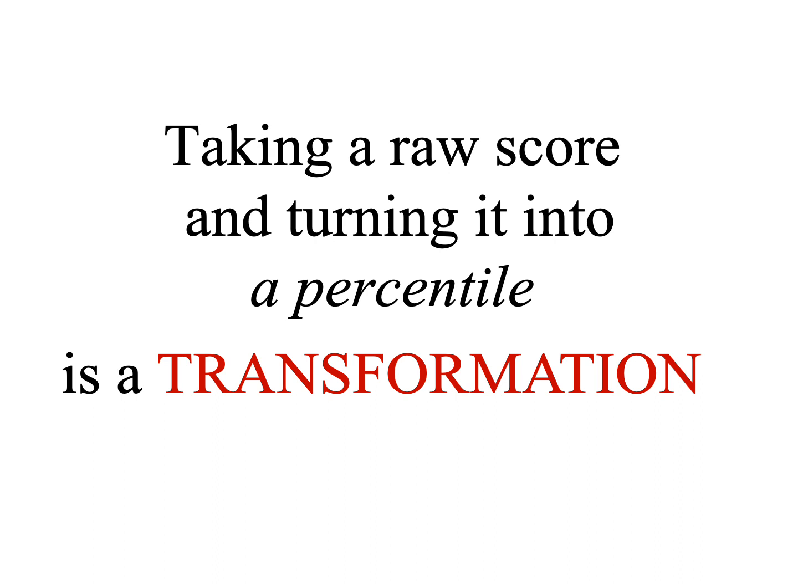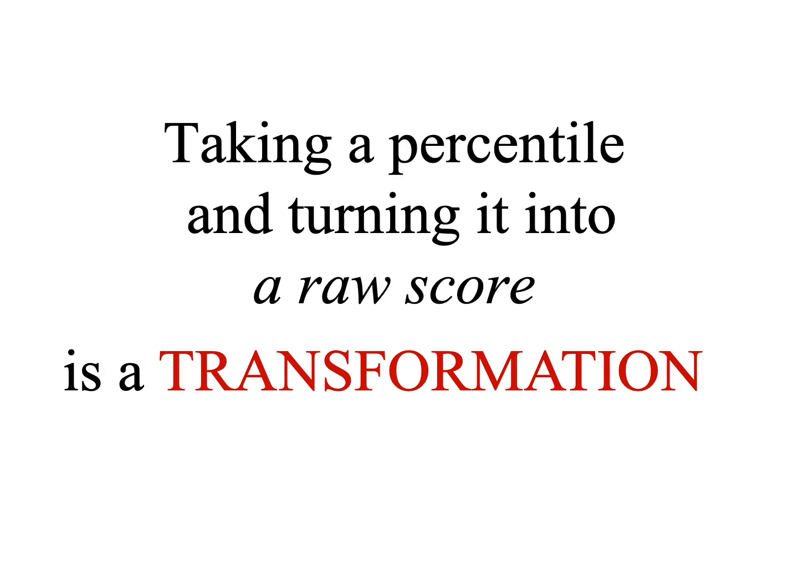Just a reminder, taking a raw score and turning it into a percentile is a transformation. And taking a percentile and turning it into a raw score is also a transformation. All right, so let's summarize today's lecture. You have learned how to turn raw scores, z-scores, and percentiles into each other. You have also learned how to sketch the normal curve, fill in the z-scores and percentiles, and use the sketch to obtain approximate solutions to the problems.